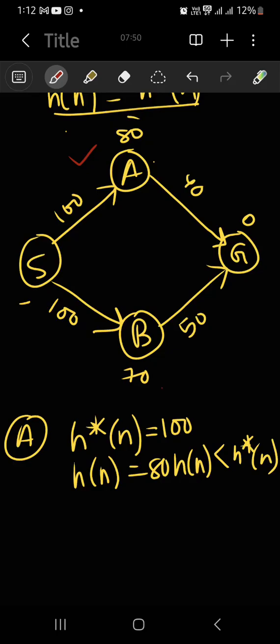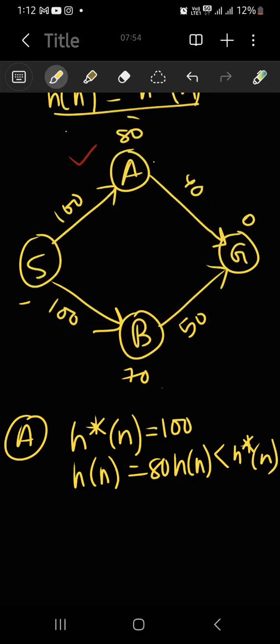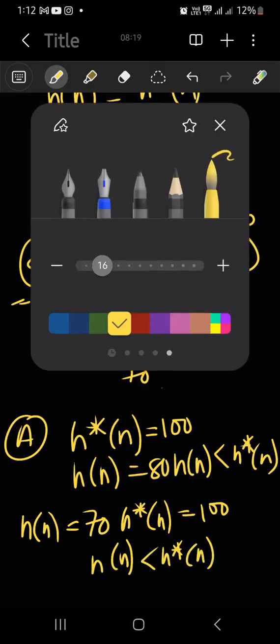Now we have to see for B whether it is getting satisfied or not. For that, first of all we need to see the estimated cost of going from vertex S to vertex B, which is 70. Now we have to see the actual cost of going from vertex S to vertex B, which is nothing but 100. So h of n, the estimated cost, is less than the actual cost. So this also satisfies the admissibility constraint.